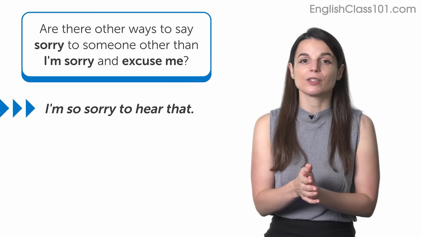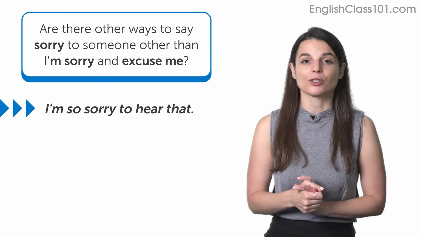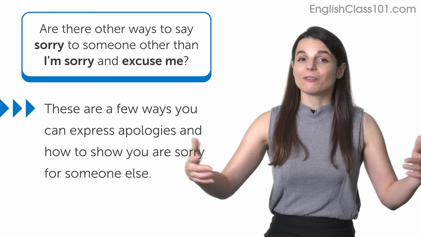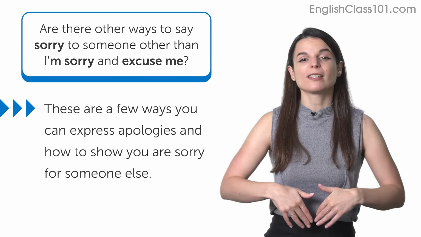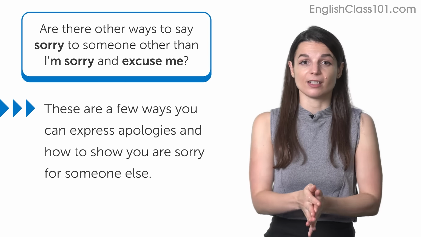If it's a more casual situation, or if you have kind of a close relationship with that person, you might just react by saying, oh, that's too bad. So these are a few ways that you can express apologies, and that you can also express that feeling of being sorry for someone else in serious situations.